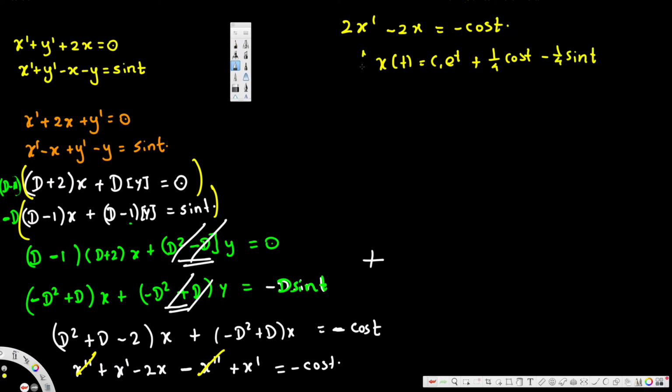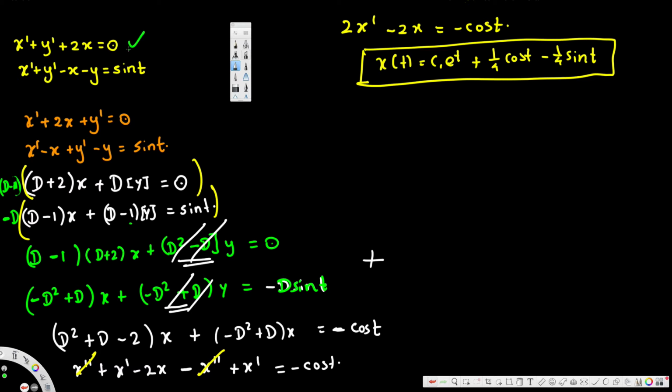Now this is not enough. We have to find y of t too. Whenever we have a system of differential equations, we have to solve for x and also we have to solve for y. Here we have solved for x. To solve for y, we can use this first equation. You can use any equation, it doesn't matter which one you choose. I'm going to choose this first one.